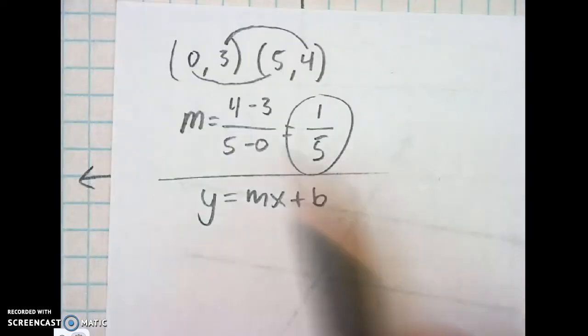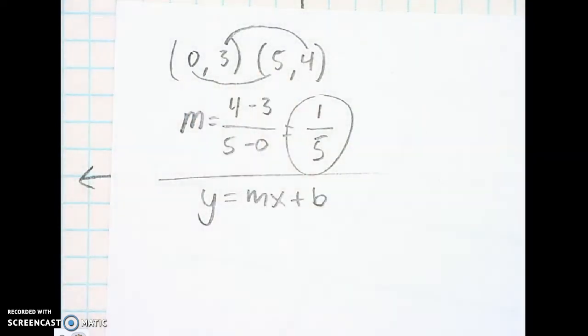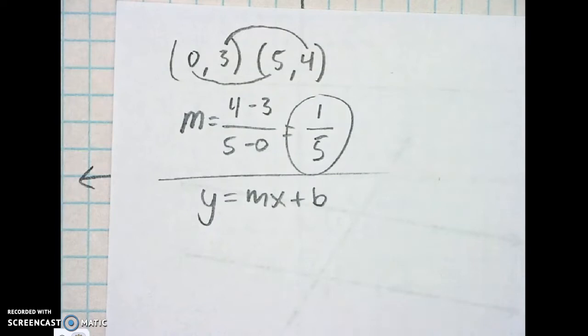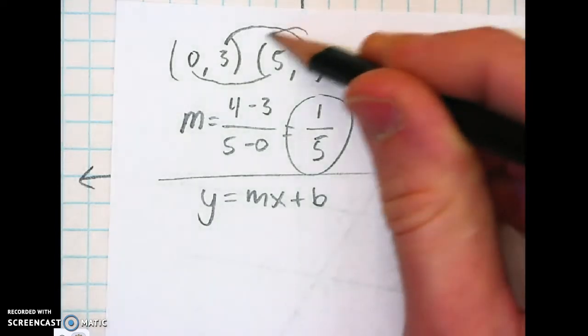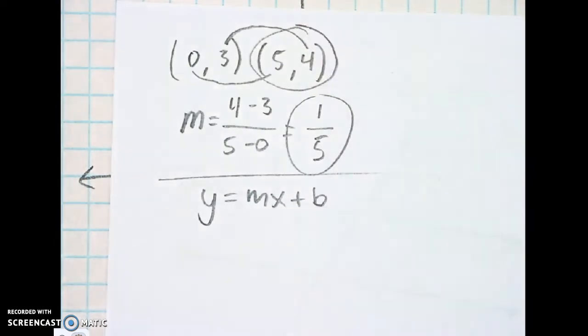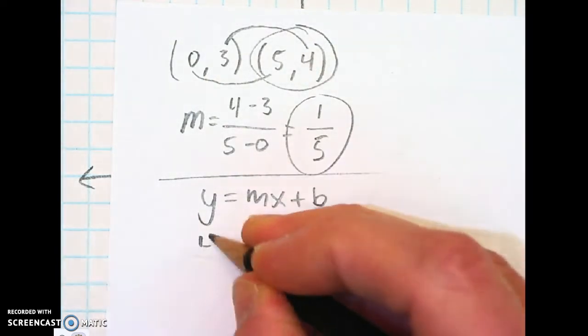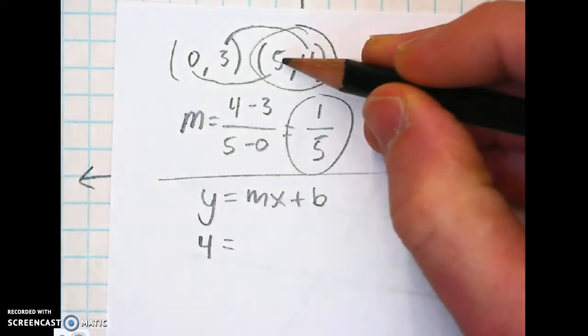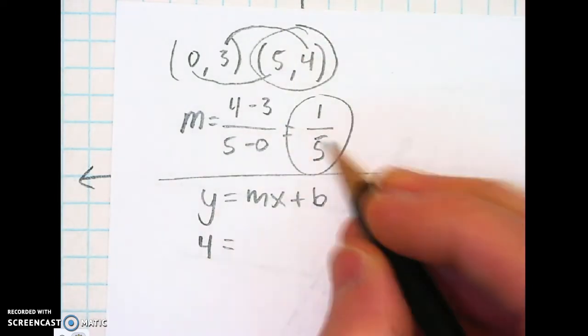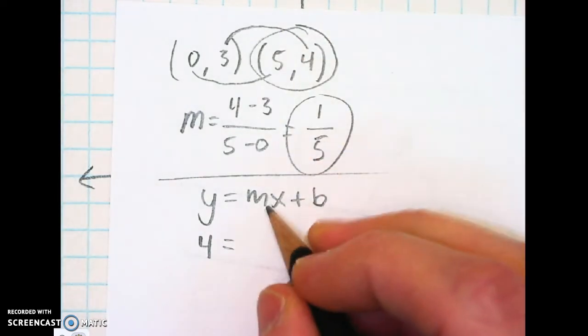I'm going to pick one of these coordinate pairs. I'm going to pick this one even though it doesn't have a 0, just to remind you guys of something that's really important. Normally you'd pick the 0 one, but I'm going to pick this one just to show how it's going. So we're plugging in the 4 for y, the 5 for x, and the 1/5 for m.